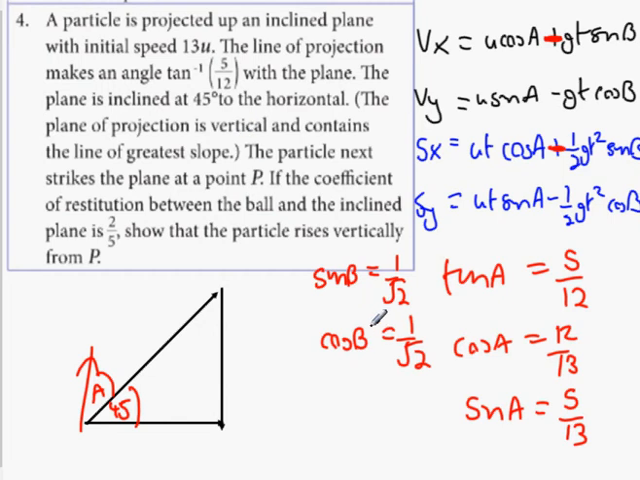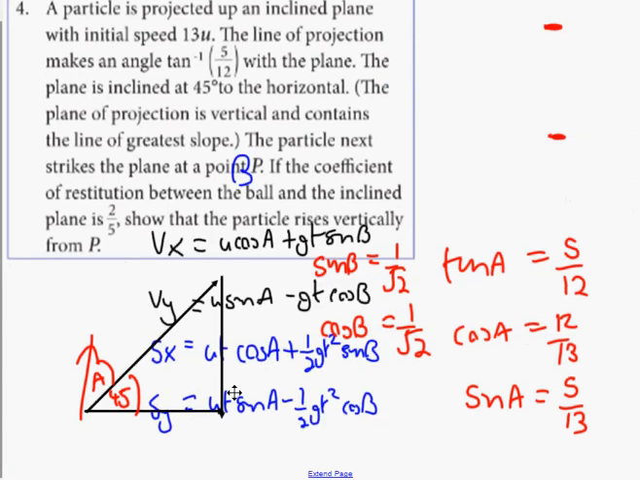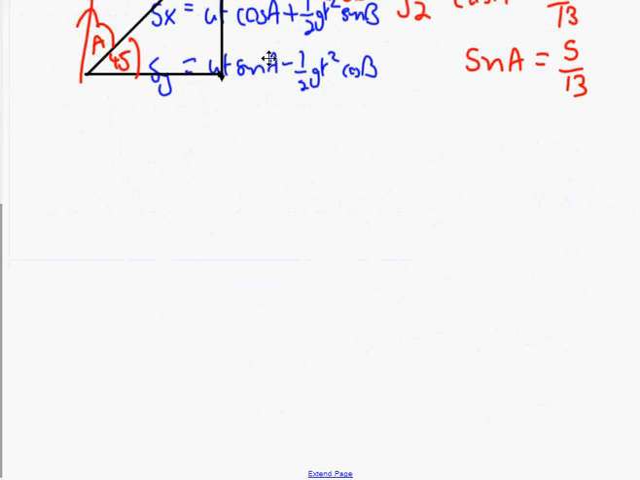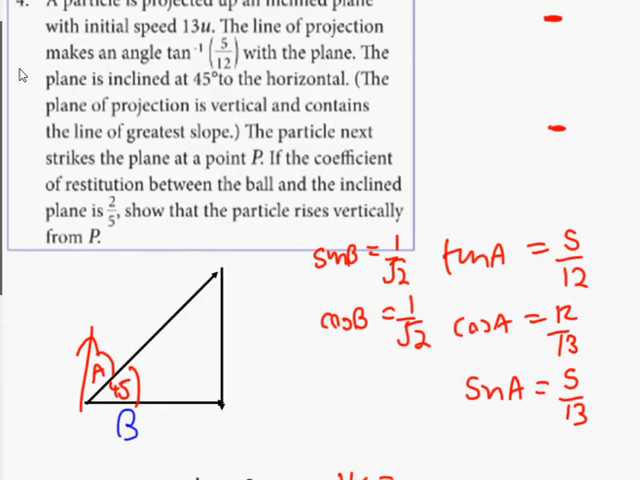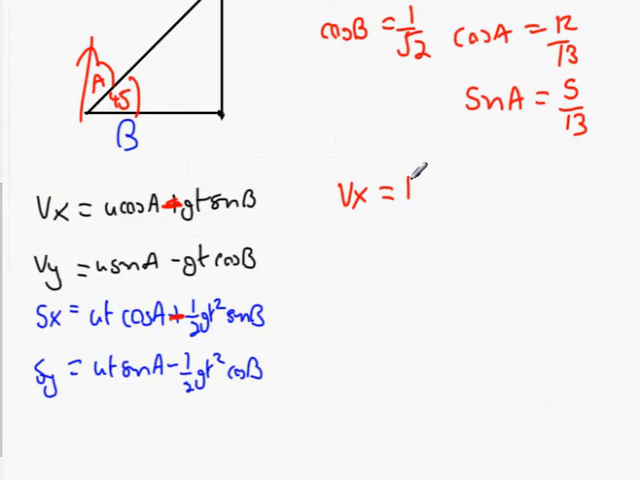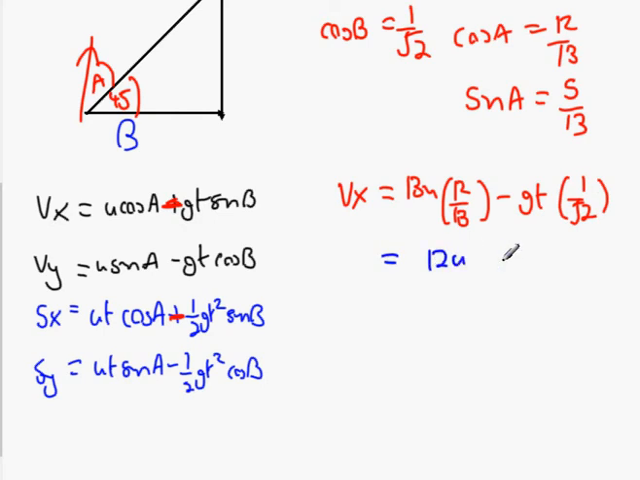So what we're going to do next is work with our phi x, phi y equations here. I'll bring them down. Just remember that they're all negative this time. Okay? Negative and negative. So let's find our phi x. Phi x is going to be u. What's u in this case? U is 13u. So 13u cos alpha, which is 12 over 13, minus gt times 1 over root 2. And what that's going to get me is 12u minus gt over root 2.